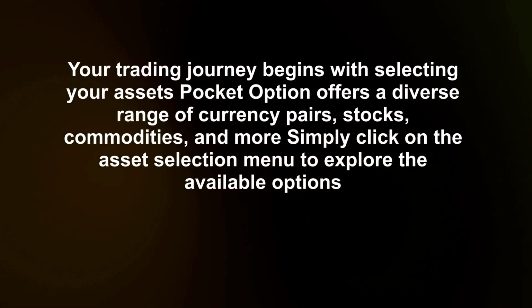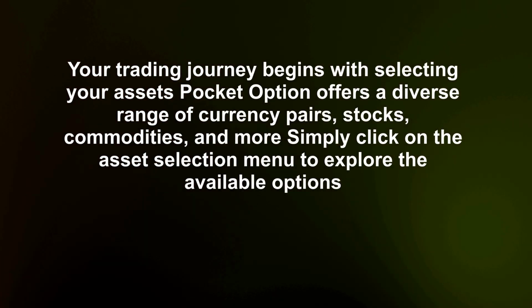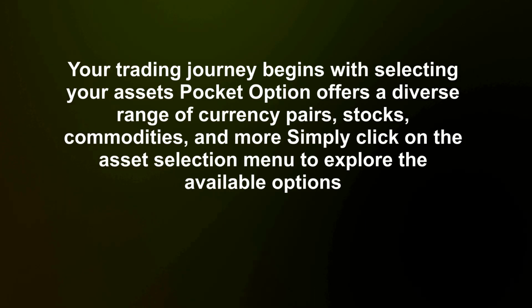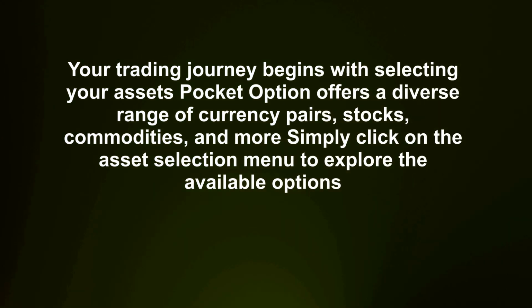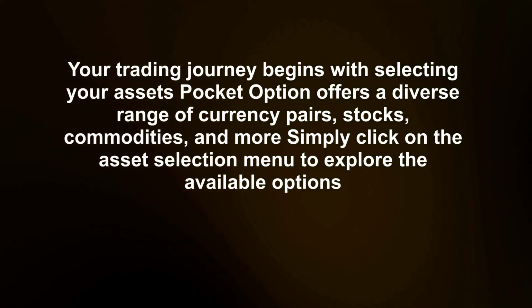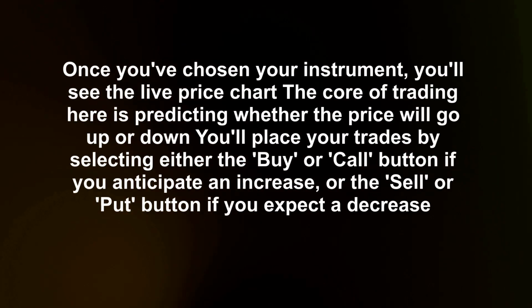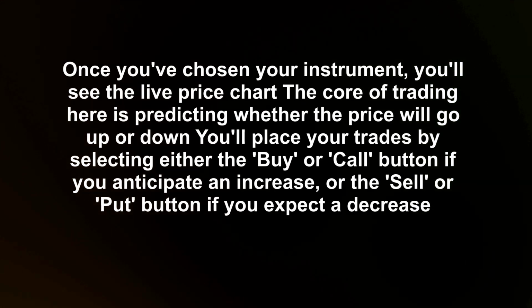Your trading journey begins with selecting your assets. Pocket Option offers a diverse range of currency pairs, stocks, commodities, and more. Simply click on the asset selection menu to explore the available options. Once you've chosen your instrument, you'll see the live price chart.